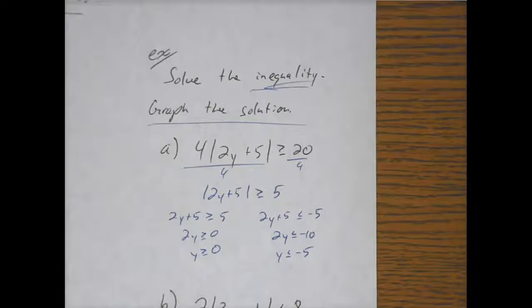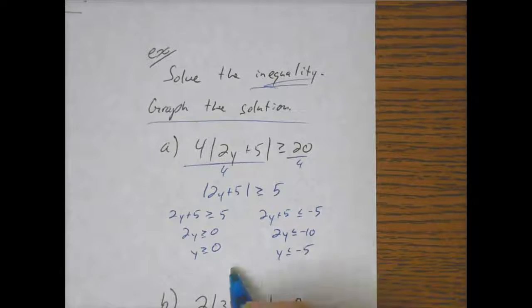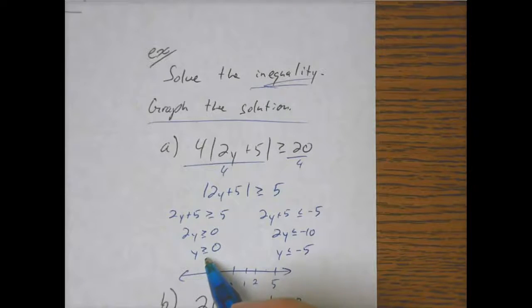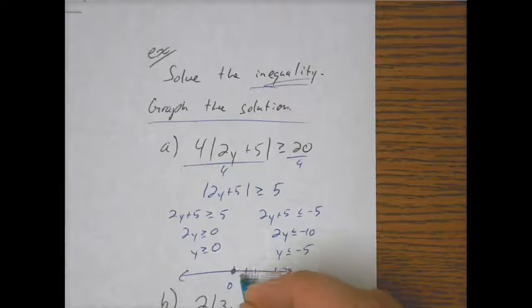When I'm talking about graphing the solution, all that means is I want you to put it on a number line. Remember, the number line deals with 0 and positive numbers. So we have 1, 2, and so on and so forth. We have 5 over here. We have 0. Now it says or equal to right here, greater than or equal to 0, less than or equal to negative 5. So if I want to be greater than 0, it's going to be going that direction. Less than negative 5, oops, that's positive 5.